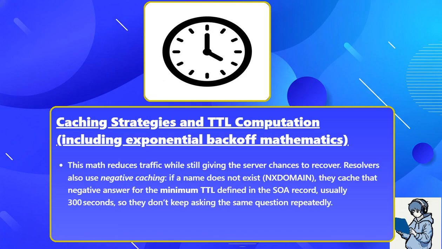This math reduces traffic while still giving the server chances to recover. Resolvers also use negative caching. If a name does not exist, NXDOMAIN, they cache that negative answer for the minimum TTL defined in the SOA record, usually 300 seconds, so they do not keep asking the same question repeatedly.